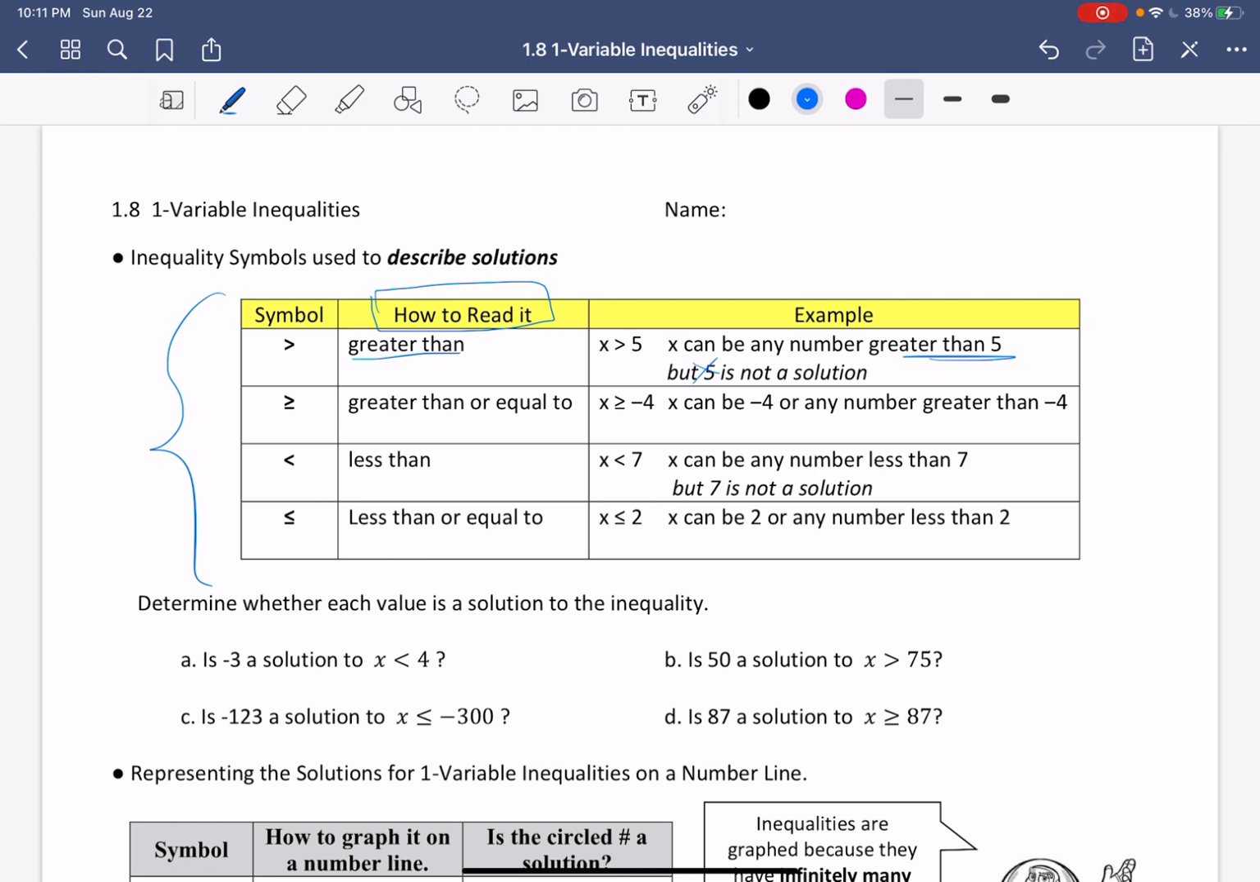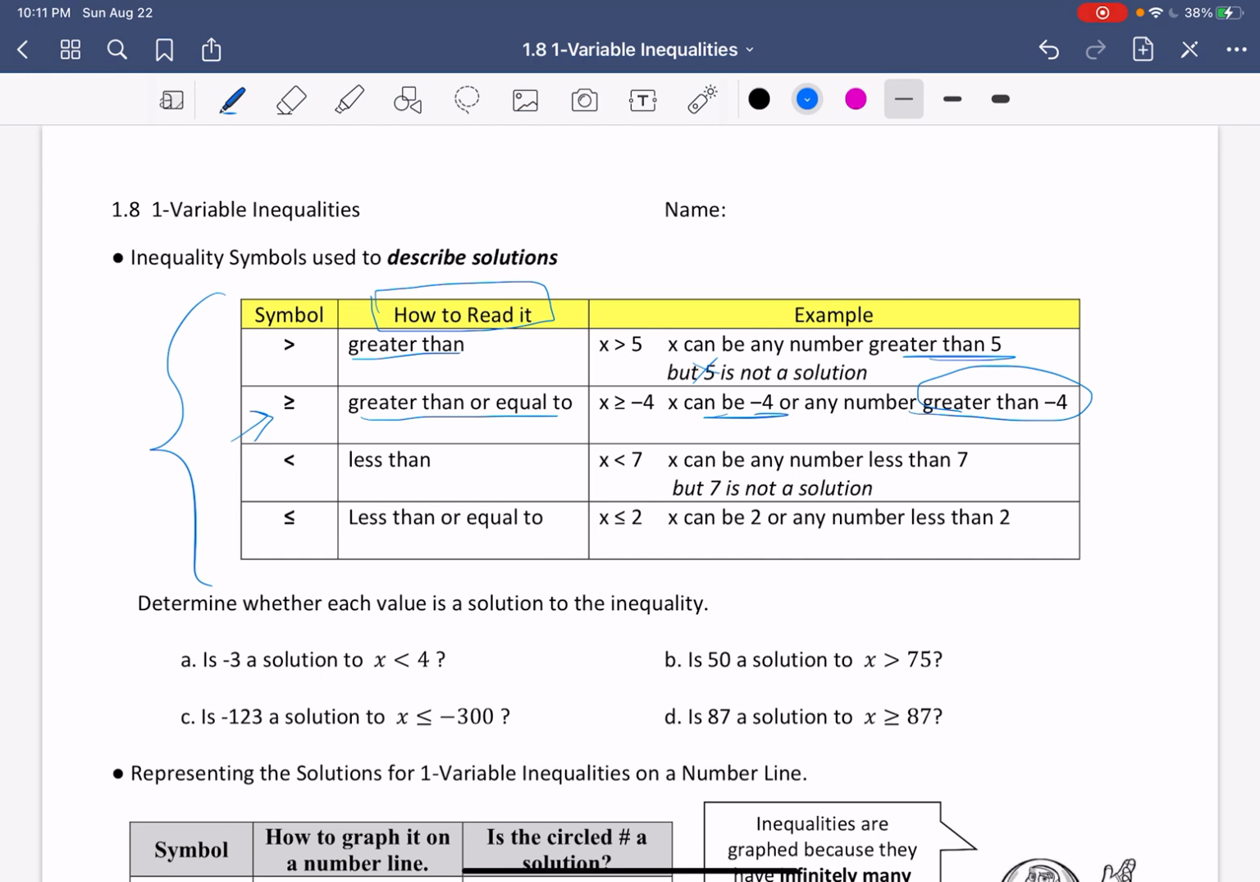That leads us to our next symbol, greater than or equal to. Notice we add a little line underneath there, and that tells us we're greater than or equal to. For example, x is greater than or equal to negative 4. Now with that line down there, we can be negative 4, but we can also be any number greater than negative 4.